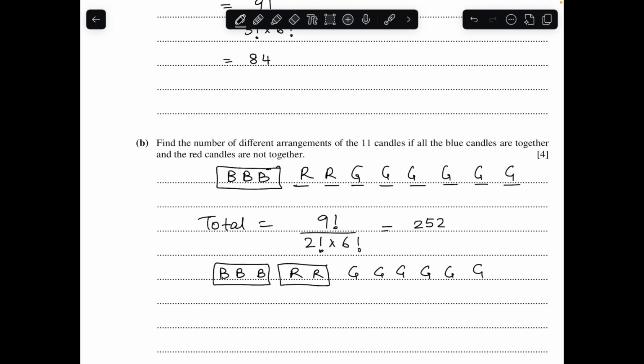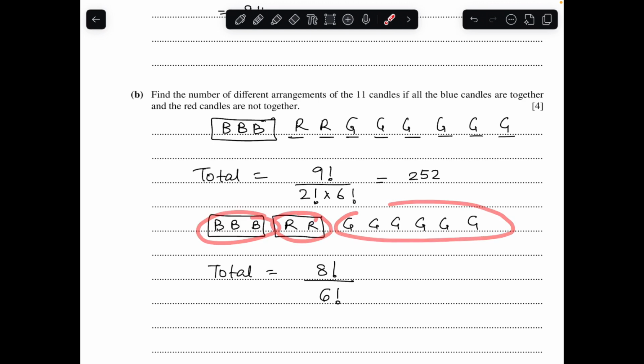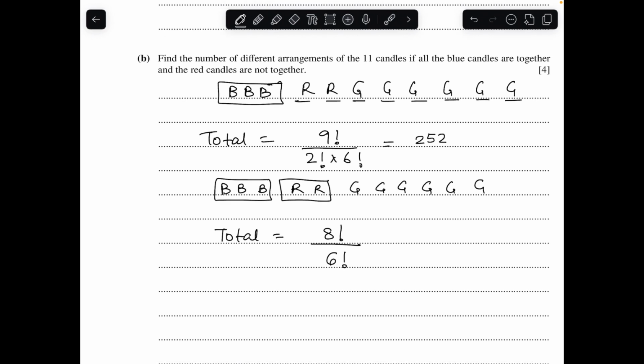So we have 6, 7, 8. There are 8 candles to arrange. So 8 factorial divided by 6 factorial because the greens are repeating. The ones which are together, we do not count as repetition because they are counted as 1. So this is when we have the reds together.